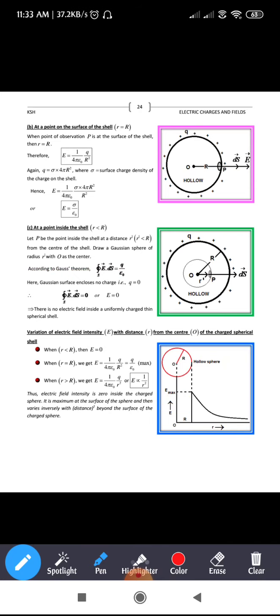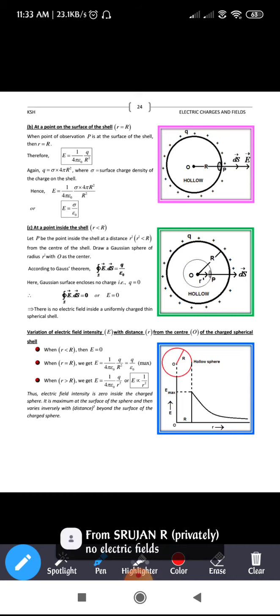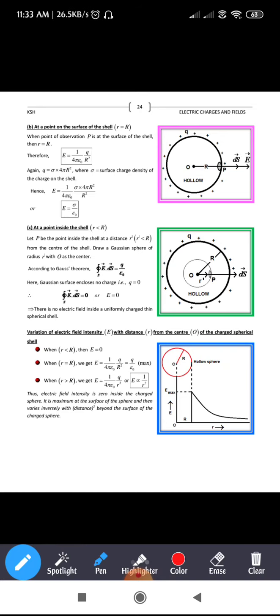Hence it is understood that if the conductor encloses no charge, the electric field is 0. As the Gaussian surface doesn't enclose any charge inside it, the electric field comes out to be 0. Charge 0, so electric field also 0. So this is regarding the third case.